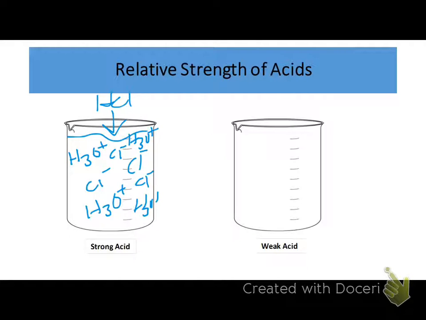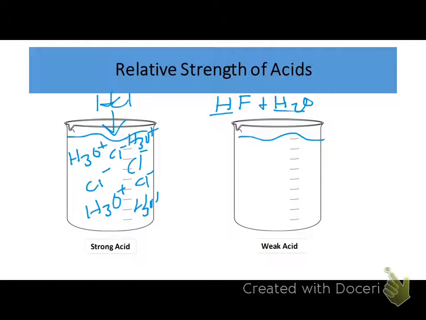However, if you have a weak acid such as HF, because there's water in there, HF will transfer its proton to water, except HF is very weak, so it won't do a lot of transferring.